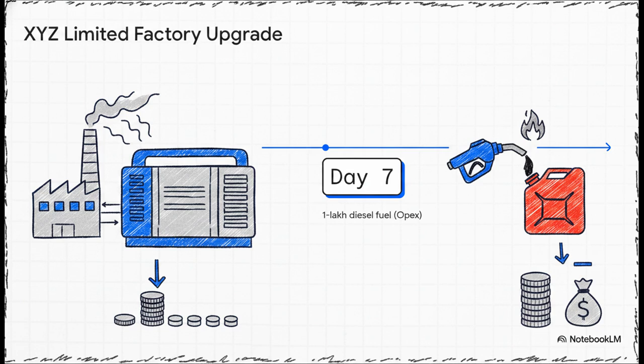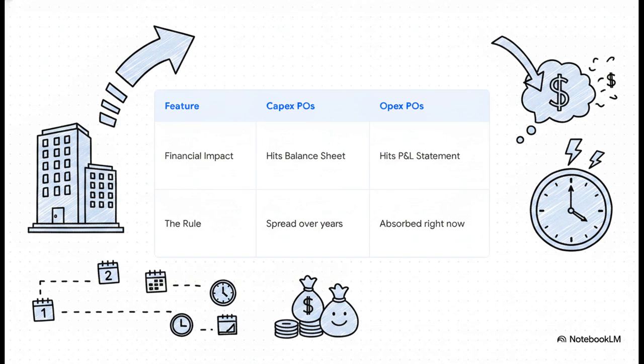So here's your ultimate confusion buster, because beginners constantly mix up what they're buying with how it actually affects taxes and profits. Let's look at the financial impact. Capex POs hit the balance sheet. The strict rule here is that the cost is spread out over many years, meaning it doesn't destroy today's profit margin. Opex POs, however, hit the profit and loss statement, or P&L. The rule for Opex is that the cost is absorbed entirely right now, which instantly lowers this month's taxable profit.